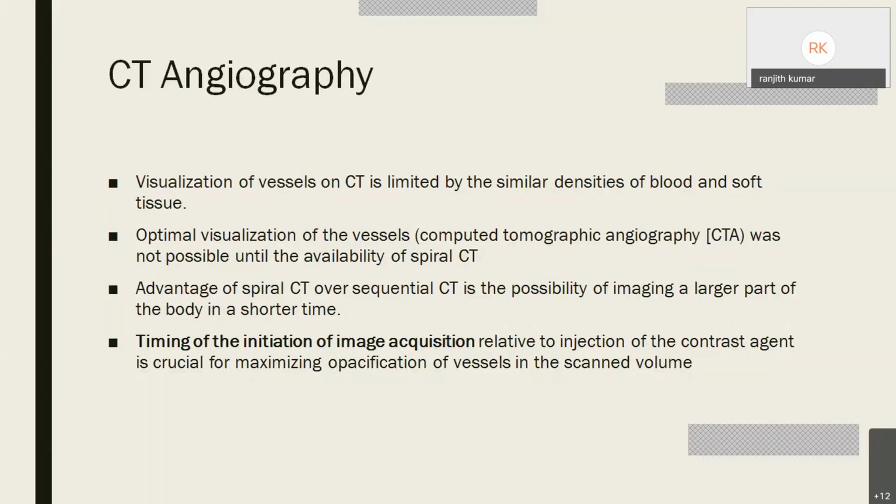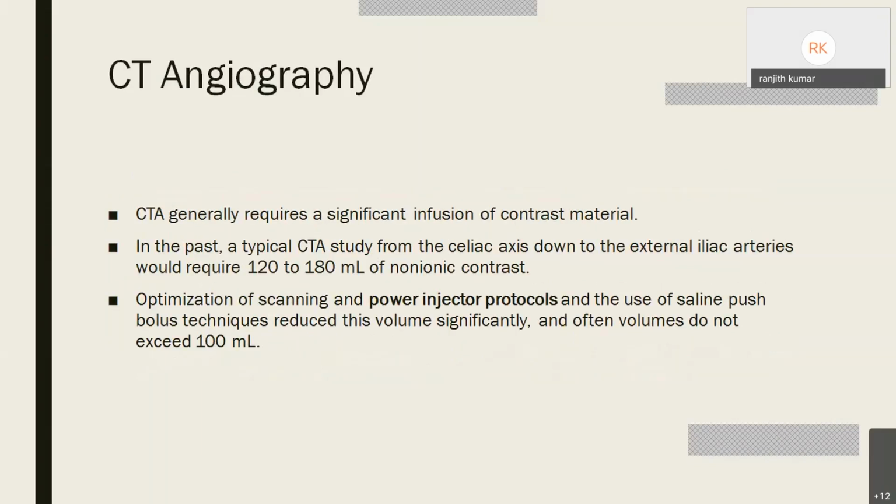The time of initiation of the image acquisition and the injection of the contrast is crucial in better visualization of the image through the CT angio. In the past, a CT angio study from the celiac axis to the external iliacs would require a lot of non-ionic contrast, about 120 to 180 ml. But with the advancements in power injector protocols and software, now it is not even 100 ml.